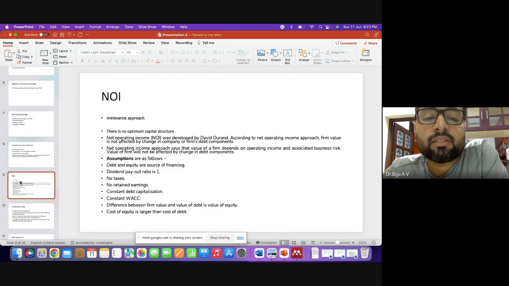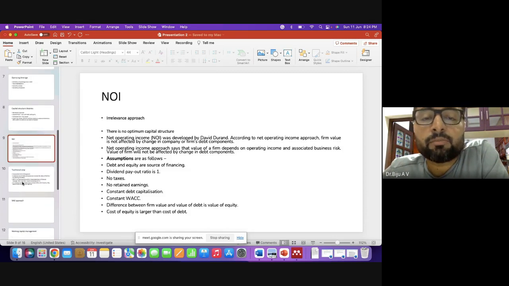Their argument is that if the company uses more debt, the equity shareholders' risk perception changes. Suppose I invest in a company and I find that the company is taking on more debt. Of course, my risk perception changes, because the company has to finance it and pay the debt interest, etc. So there is some risk, and the equity shareholders' risk perception changes, and they expect a higher rate of return. The benefit derived from the debt can be offset by the changes in the risk perception of equity shareholders. That is the logic of net operating income, which is suggested by Durand.